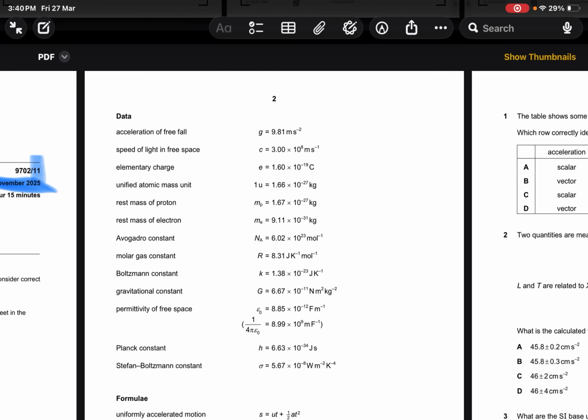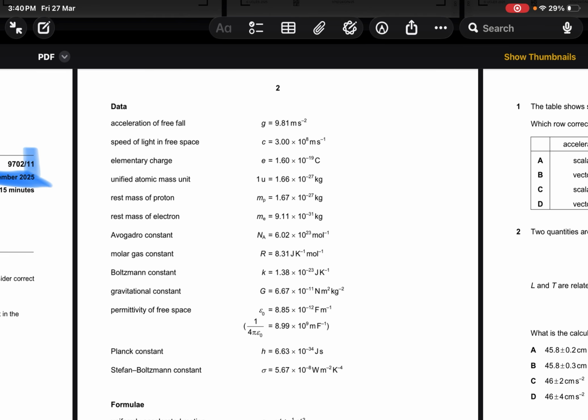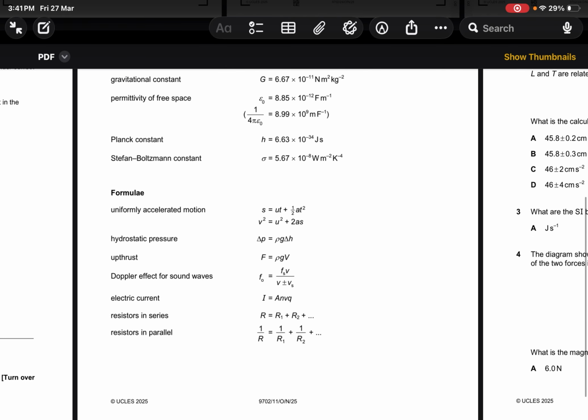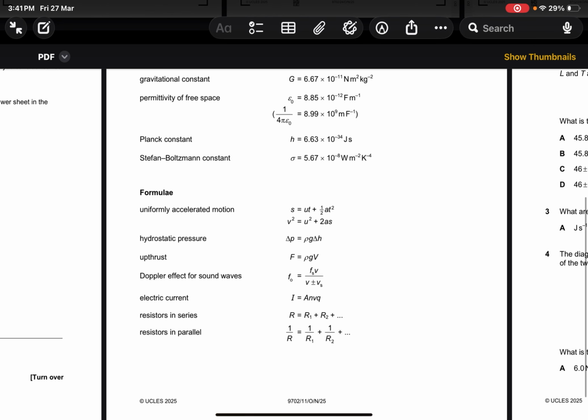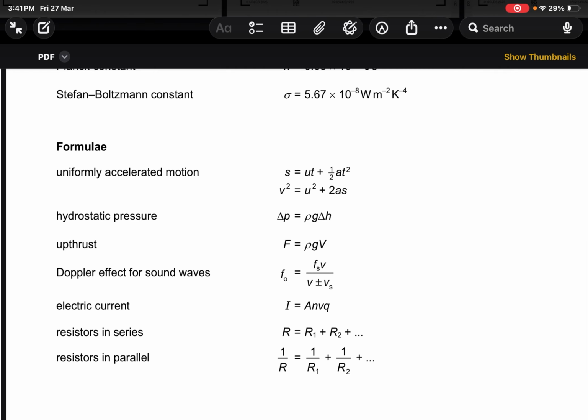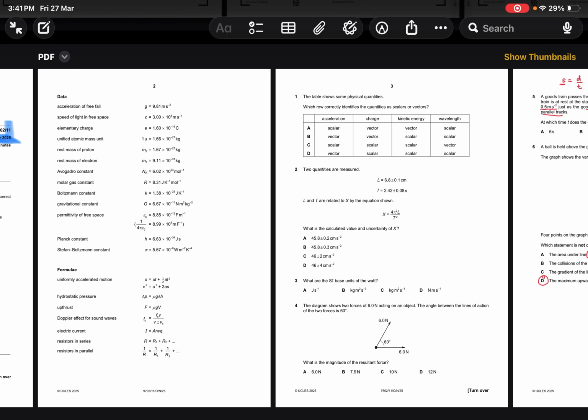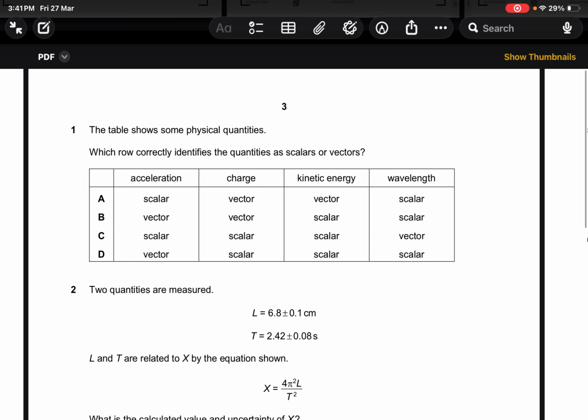So here's a list of all the data that you might require. We have acceleration, speed of light, elementary charge and a bunch of other values. Then we have some formulas that we're going to use: the acceleration formula, pressure formula, upthrust formula, Doppler effect formula, electric current, resistors. Sometimes we forget the formulas, so don't forget that you have a sheet in the beginning which you can use. So let's get started.